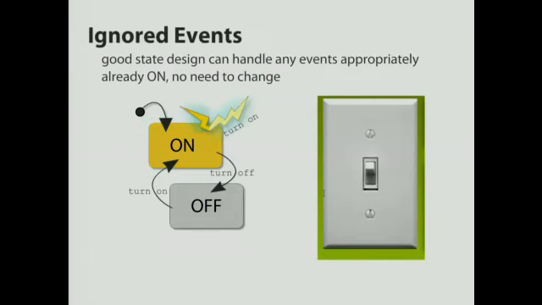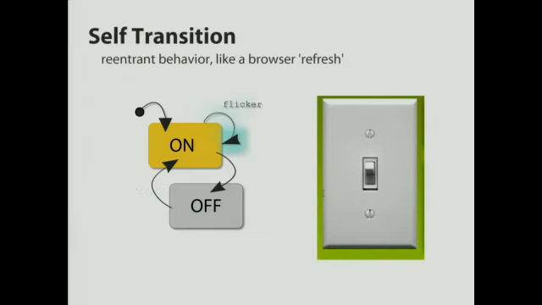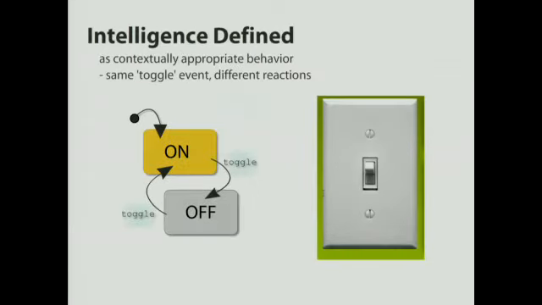The cool thing about modeling active state things is you should be able to handle any event you pass at it without barfing. So in this case, we're in the on state, and we get the turn on request. Well, since we're in the already on state, we can choose to ignore it. Other times, we may choose to have a self-transition. And a self-transition means we would exit the on state and go back into it. And that may be appropriate for things like flickering or browser refreshes. Part of intelligence is contextually appropriate behavior.